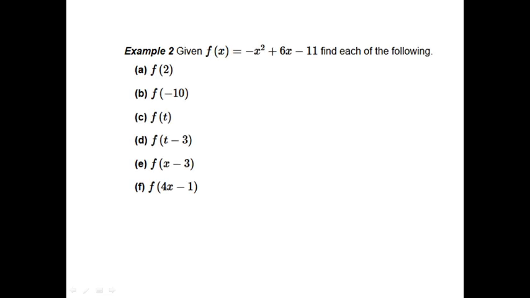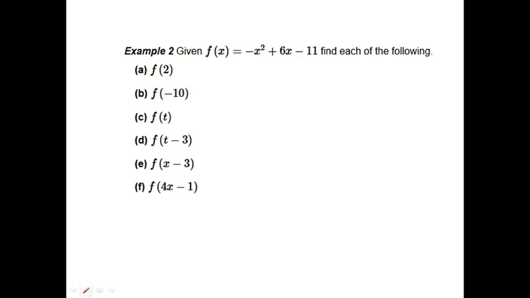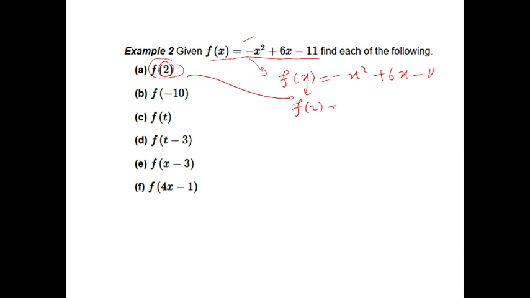Okay, now we are given a function. That function is f of x equals minus x square plus 6x minus 11, and find the value of f of 2. How to find the value of f of 2? We are interested in f of 2, so just replace this x by 2. On the right, whenever there is x, replace that x by 2.